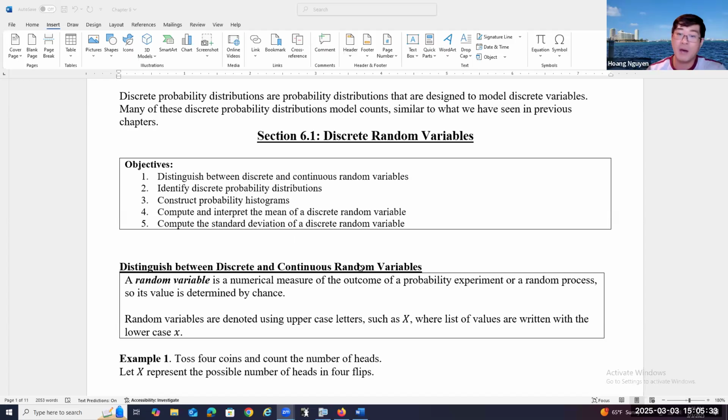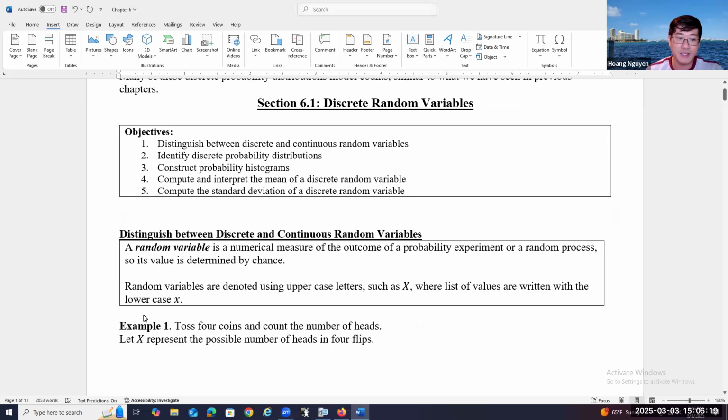It is a numerical measure of the outcome. When the outcome is tail, we measure the number of heads as 0. When the outcome is head, the number of heads is 1. So that's the numerical measure of the outcome of a probability experiment or a random process, and the value is determined by chance. Random variables are denoted using uppercase letters such as uppercase X, while the list of values is written with the lowercase x.